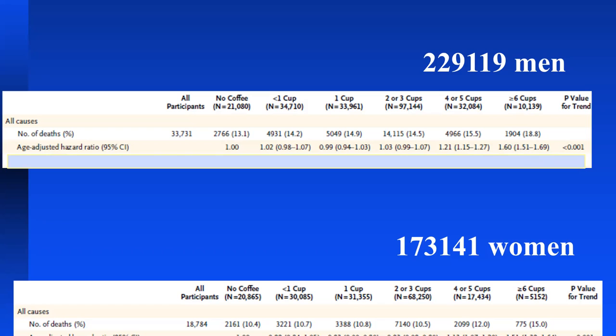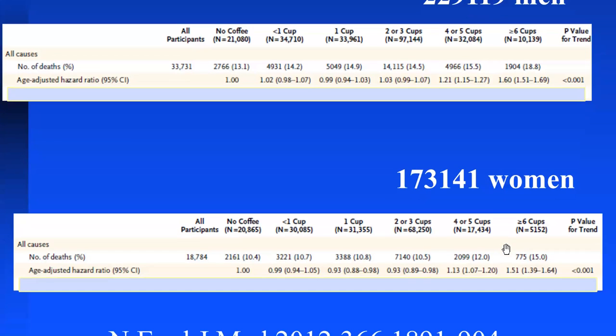If we take it here, this is for men. And for women, it is the same, drinking from this point, because here the confidence interval doesn't cut 1. So it is above 1, it is significant. 13% if we drink 4 cups of coffee, and above 6 cups of coffee, mortality increased by 50%. And this is the range, the confidence interval above 1.